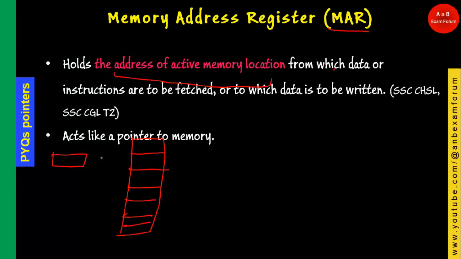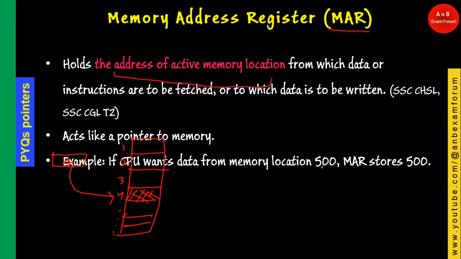Let me name the memory locations 1, 2, 3, 4 for simplicity. Suppose I want to work on memory number 4, so it is going to store the value of 4. Suppose I want to access this memory: the memory address register will store the location where I need to access this value. So it acts like a pointer, meaning it points to the memory location where my data is stored.